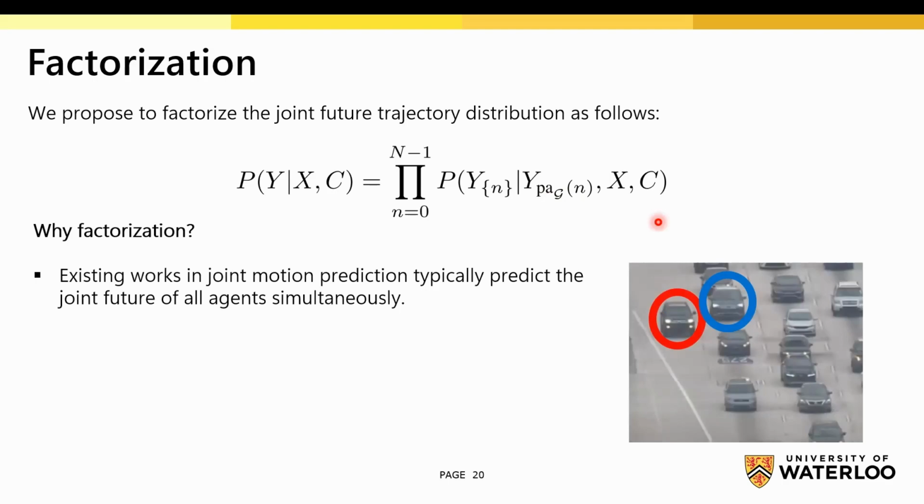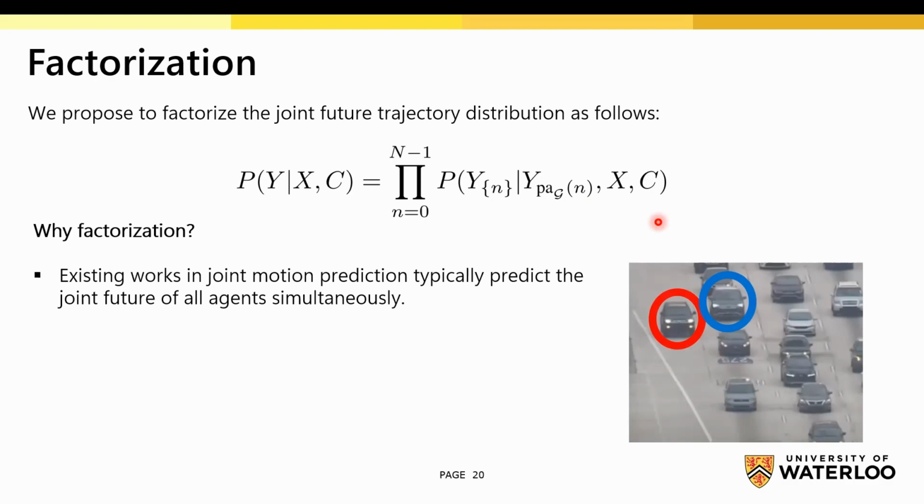So why should we factorize joint prediction? Why is this a good thing to do for joint motion prediction? Well, the idea for factorization really came about when we identified a limitation with existing joint predictors. And the limitation is that existing joint predictors predict the joint future for all agents in the scene simultaneously.